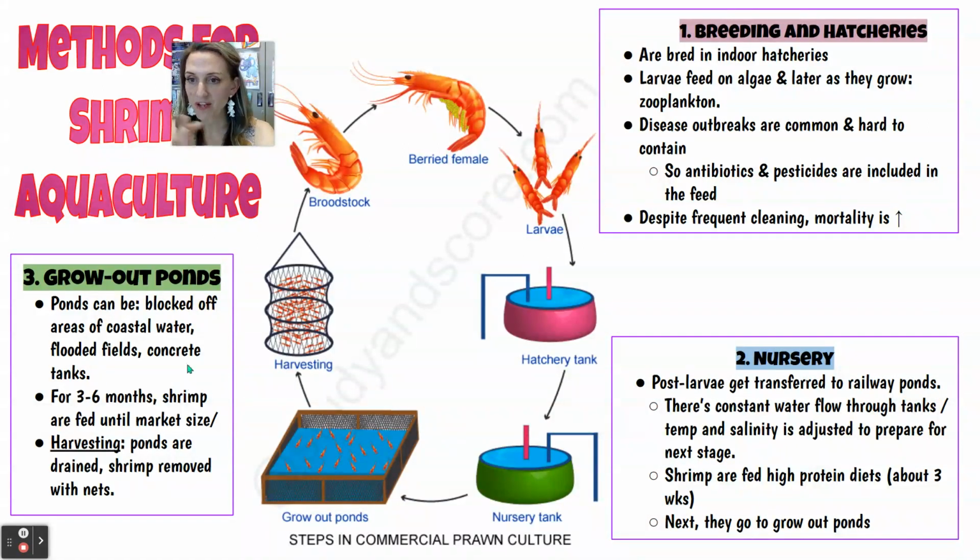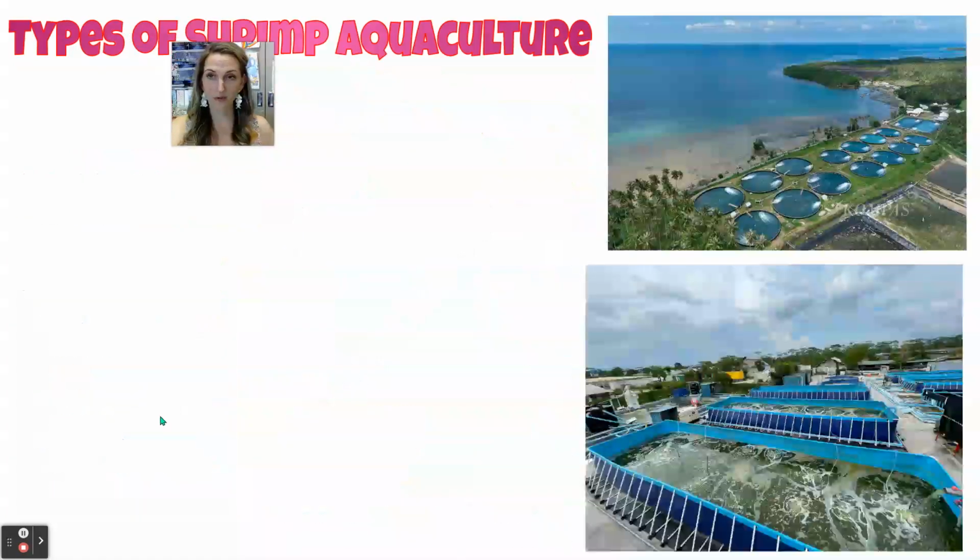These ponds are blocked off areas of coastal water. So it is estuarine, which is what they're adapted to and what they would normally live in in nature. They'll live there for 3 to 6 months, and then shrimp will be fed until they're market size. When they're harvested, the ponds are drained and cleaned, and then the shrimp are removed with nets.